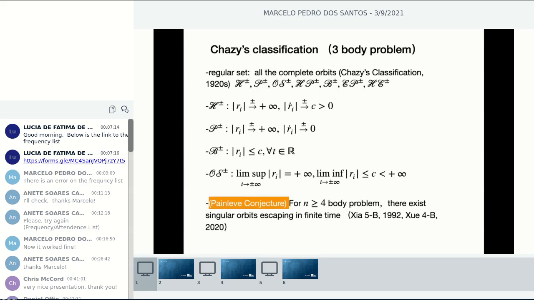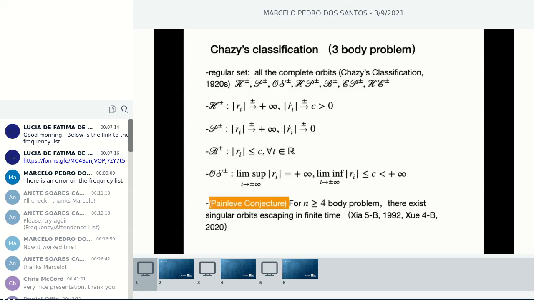That indicates the supremum limit of the relative distance is infinite, but the infimum limit is bounded. That means the orbit can be arbitrarily close to infinity and arbitrarily close to a certain bounded region in the phase space.